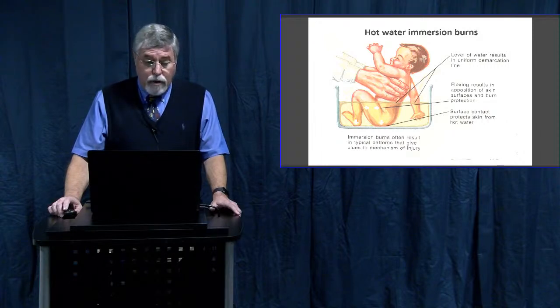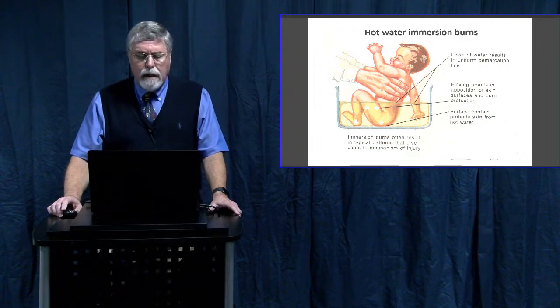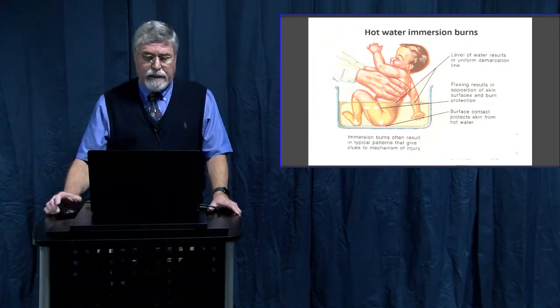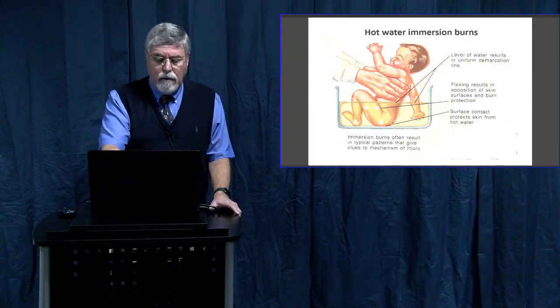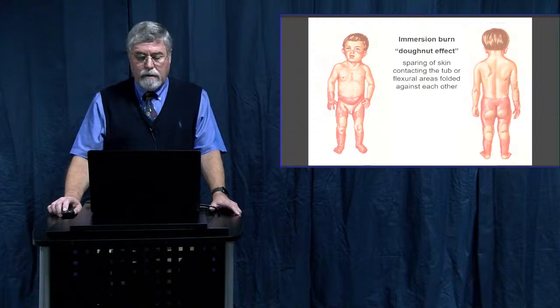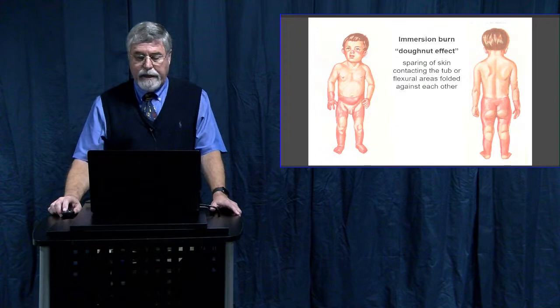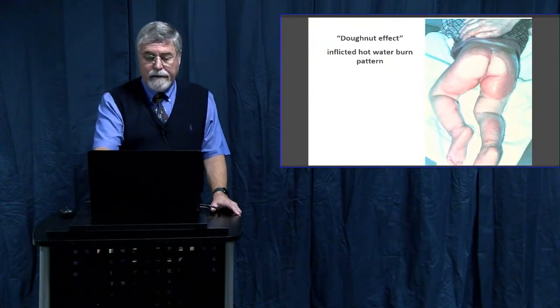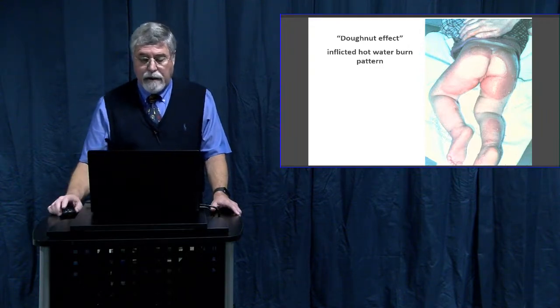Hot water immersion burns happen when people run the water, don't check it with their own hand, and put the kid in the water, and if the water's too hot, and in particular 130 degrees or higher, they get burned. The part against the tub will be spared, the part above the water, and then the parts that are folded will spare contact with the water. So it will look more like this with sparing, where they are pushed down against the tub. In real life, it will look more like this. So this is where the child was pushed down against the tub. The part that touches the water gets burned. The parts that are above the water get spared.